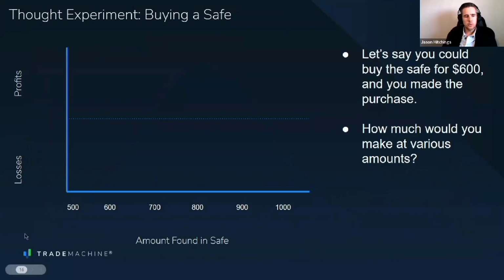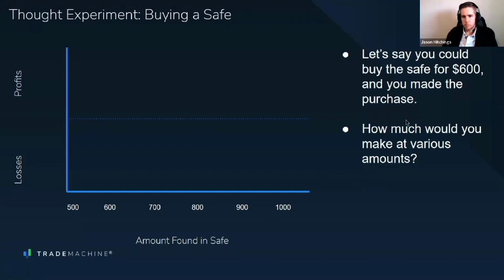So in the options world, you spend a lot of time looking at what they call P&L, profit and loss charts. I just wanted to use this safe to give you an introduction into those, since we'll be using P&L charts a lot in this video and going forward. The numbers on the bottom are theoretical amounts inside the safe, where we don't know, but we're going to map out different theoretical possibilities. And this line is the break-even point in making money. Anything above it, you're making more money. Anything below it, you're losing more money.